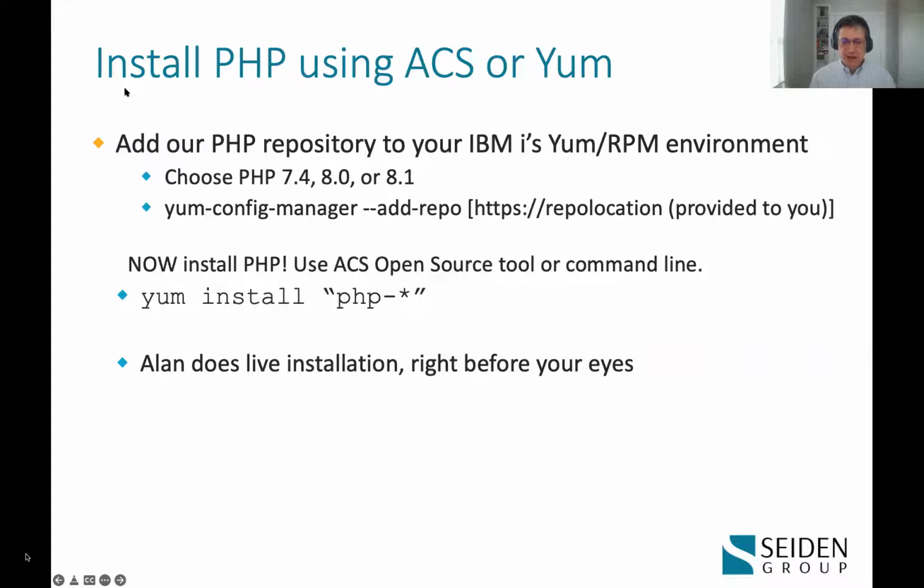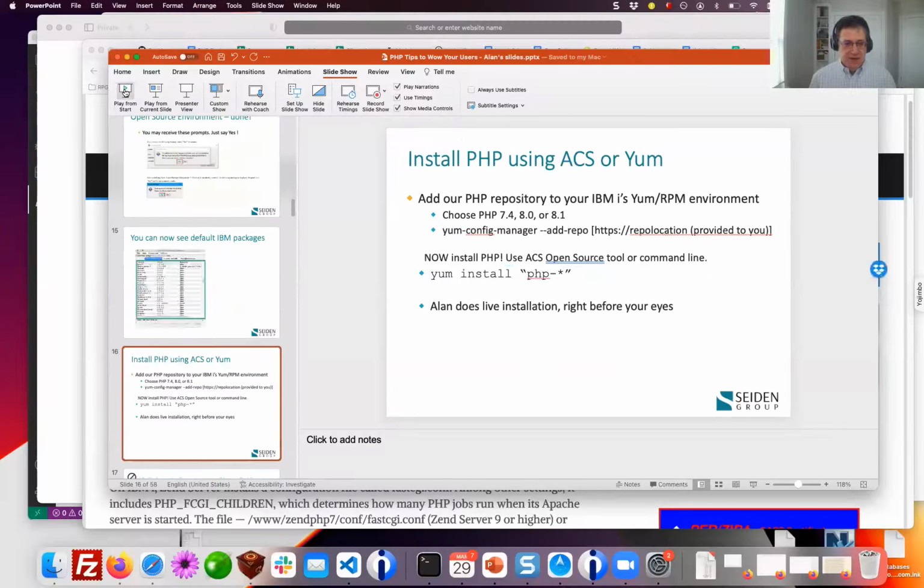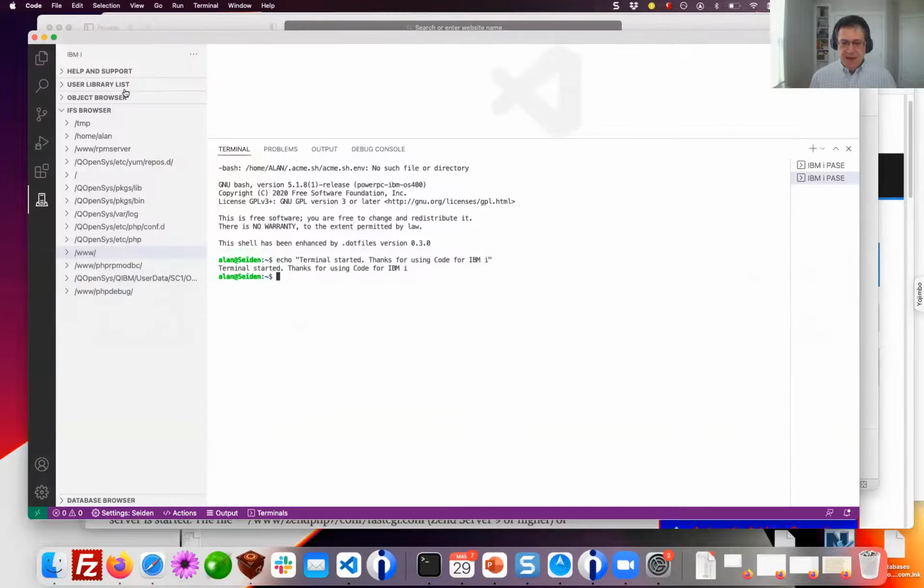Then to install PHP, you install the Citing or whatever repository you're using, which we provide to you. And then you choose which version of PHP you want and you install it. So I'm going to do PHP 8.1 right now. I'm going to do it through the yum command. You could do it through ACS as well.